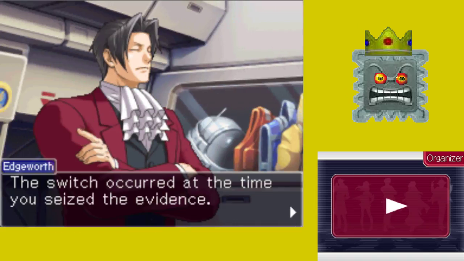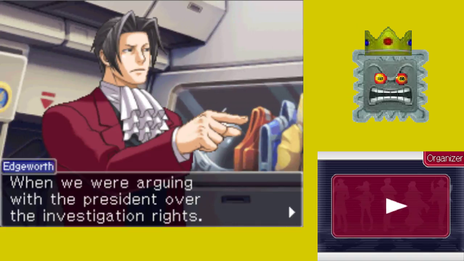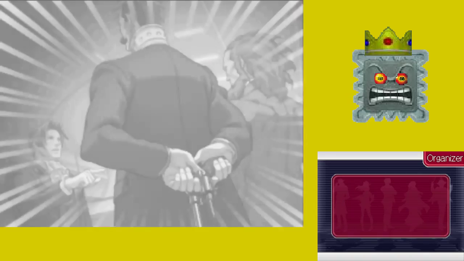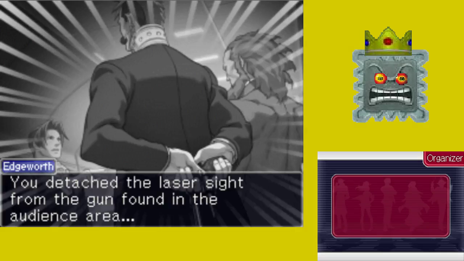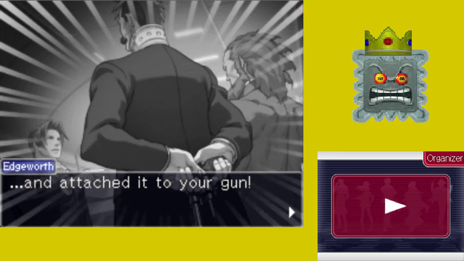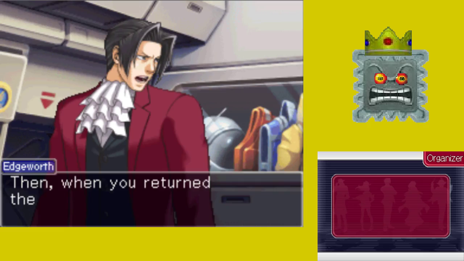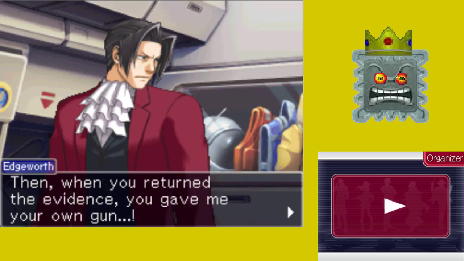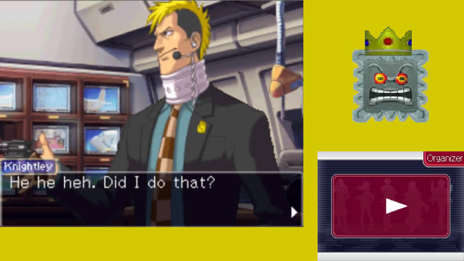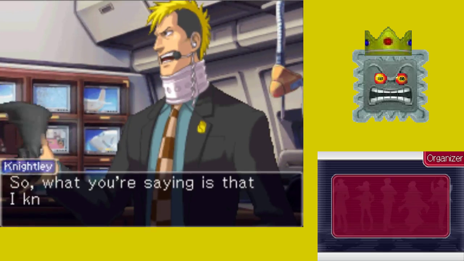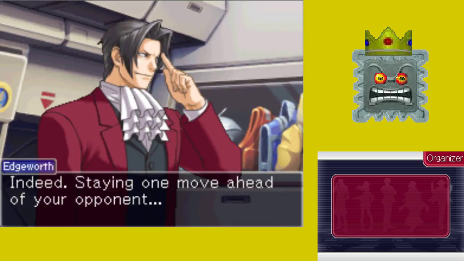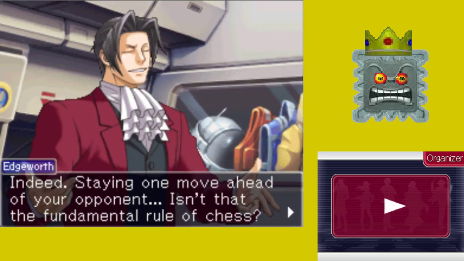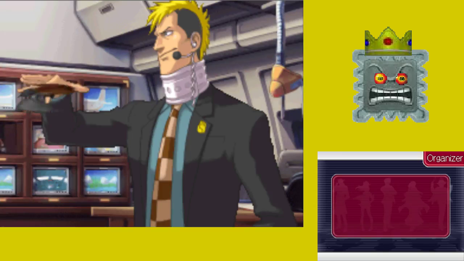The switch occurred at the time you seized the evidence, when we were arguing with the prosecution over the investigation rights. You detached the laser sight from the gun around the audience area, and attached it to your gun. And when you returned the evidence, you gave me your own gun. Did I do that? So what you're saying is that I knew you'd want to examine the ballistic markings. Indeed, staying one move ahead of your opponent. Isn't that the fundamental rule of chess?